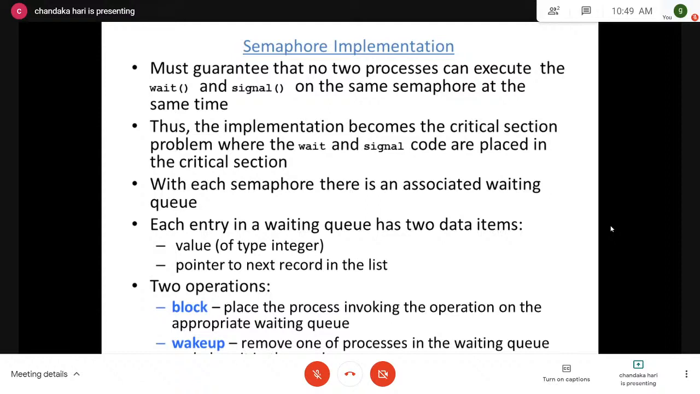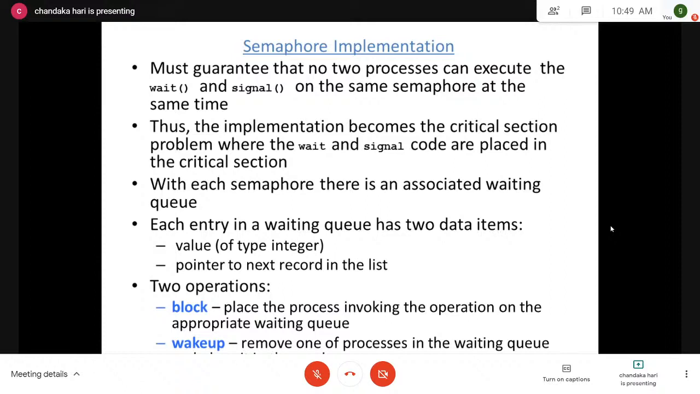That implies while executing the wait function, no one is allowed to use signal, and while executing the signal function, no one is allowed to issue wait. So the implementation becomes a critical section problem, where wait and signal code must be placed in the critical section. While executing wait, no one is allowed to execute signal. While executing signal, no one is allowed to wait.